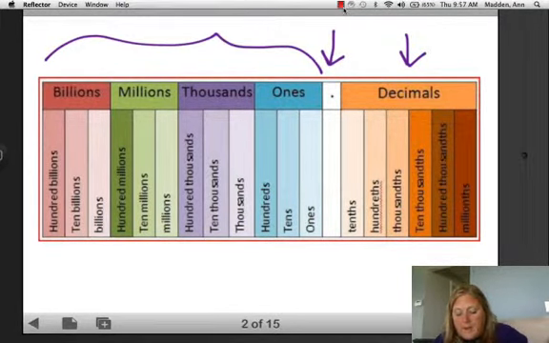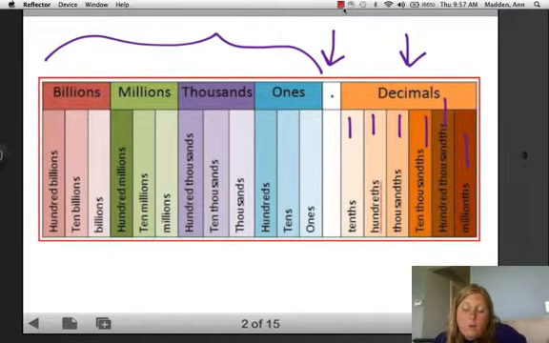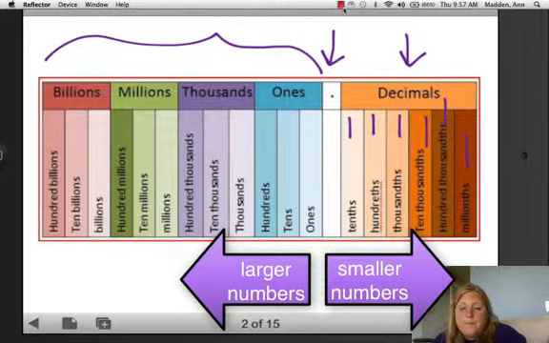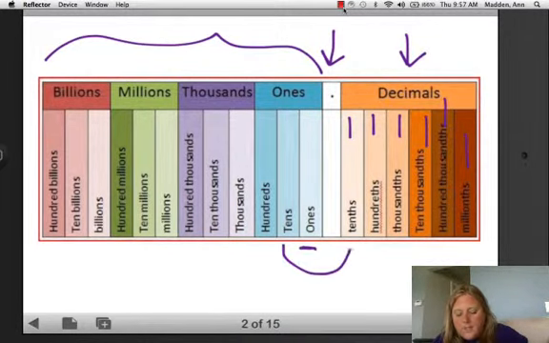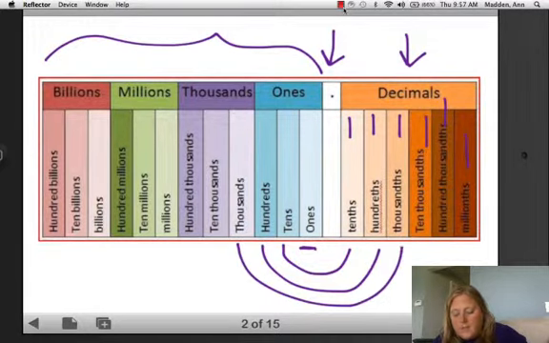Then on the opposite side, we have the tenths, then hundredths, thousandths, ten-thousandths, hundred-thousandths, millionths, and so forth. The farther you go right, the lower your numbers get. You should probably also see a pattern with this. There is no ones place, but there's a tens and a tenths, hundreds and a hundredths, thousands and a thousandths.